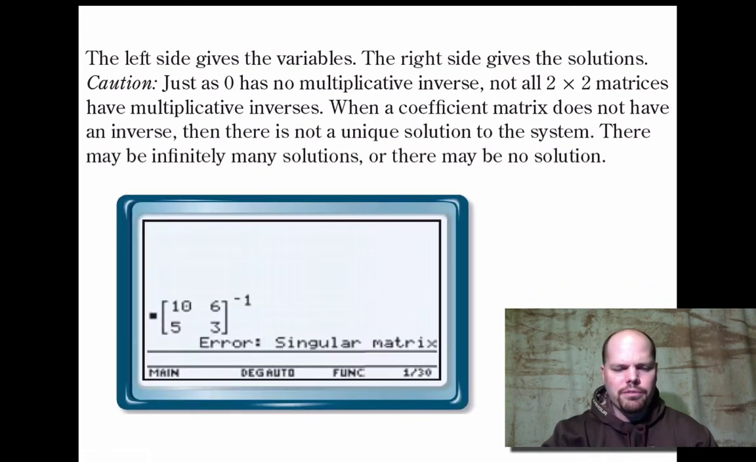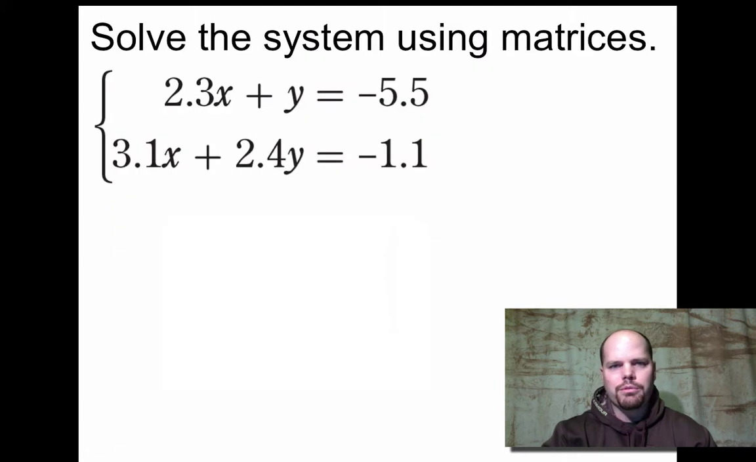In your calculator, if you go to solve this using inverses, you may get an error message that says singular matrix. That means there's either infinitely many solutions or no solutions, and you have to solve those by hand or graph them and take a look at what the answer would be.